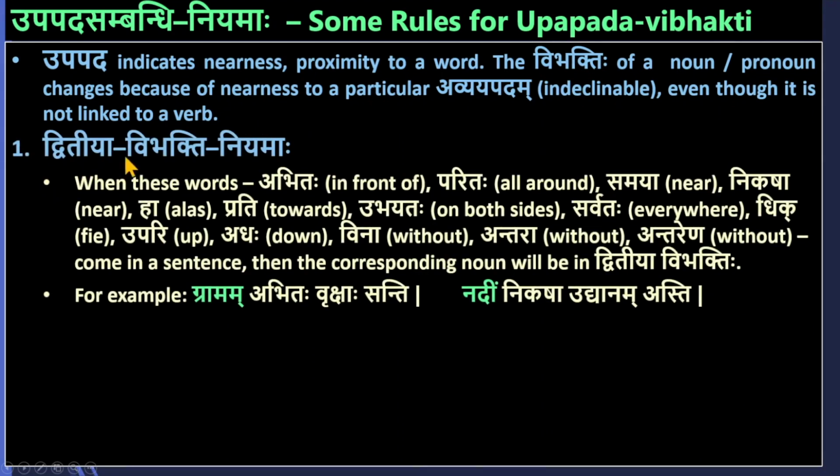First one, dvitiya vibhakti niyamaha. When these words abhitaha, paritaha, samaya, nikasha, ha, prati, ubhayataha, sarvataha, dhik, upari, adhaha, vina, antara, antarena come in a sentence, I have given you the meanings of each of these words in brackets. You can pause the video and note down the meanings. Then what happens if these words come? Then the corresponding noun will be in dvitiya vibhakti. This is an upapada vibhakti niyama for dvitiya.